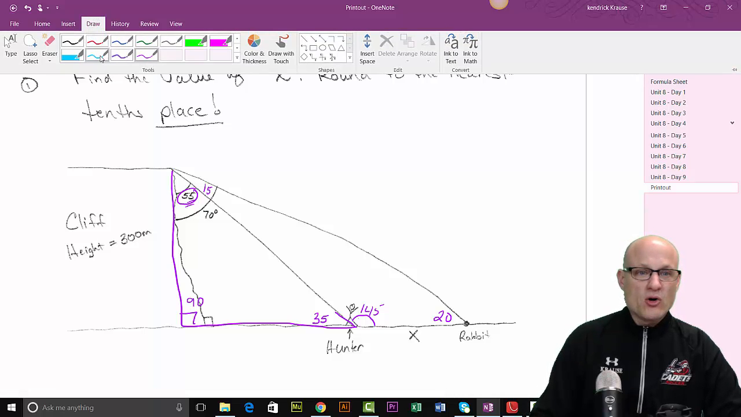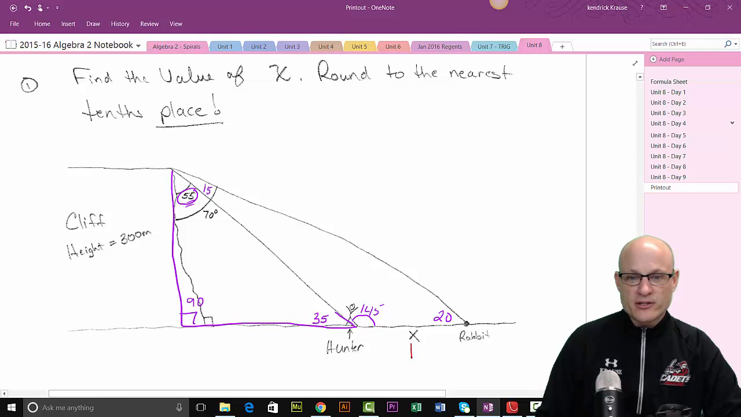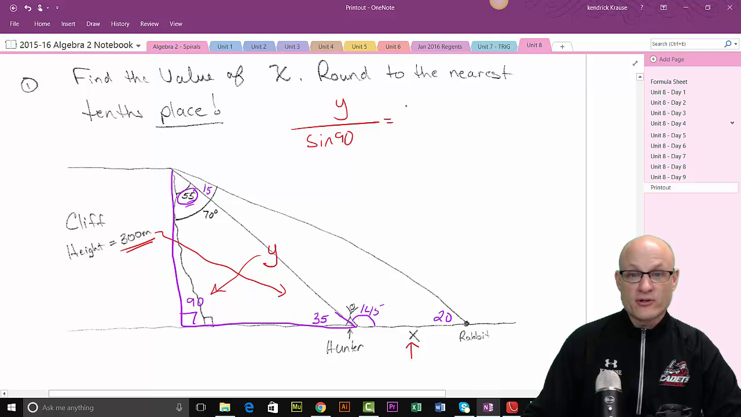Now, my ultimate goal is to find this value here. But I can't touch this triangle until I find the side that they share. So I want to find the side that they share. So let's see. Oh, the cliff height is 300. So I'm going to put y over the sine of 90 is equal to, the only thing I know is this, 300 over the sine of 35.